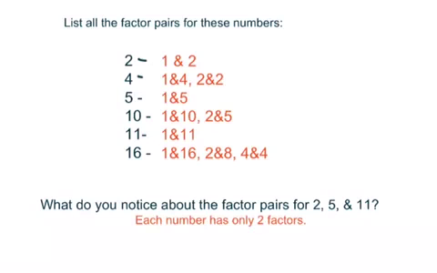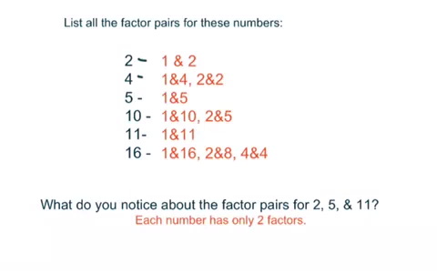So here are the factor pairs for these numbers. For 2, it's 1 and 2. For 4, it's 1 and 4 and 2 and 2. For 5, it's 1 and 5. For 10, it's 1 and 10 and 2 and 5. For 11, it's 1 and 11. And for 16, it's 1 and 16, 2 and 8, 4 and 4.